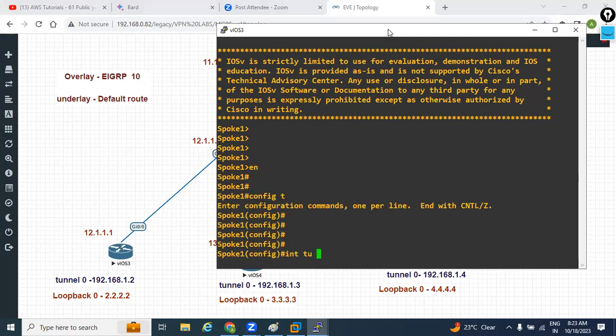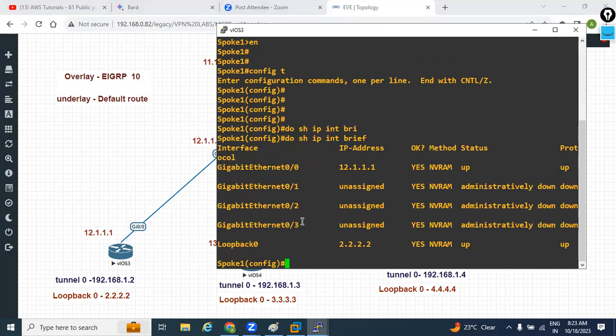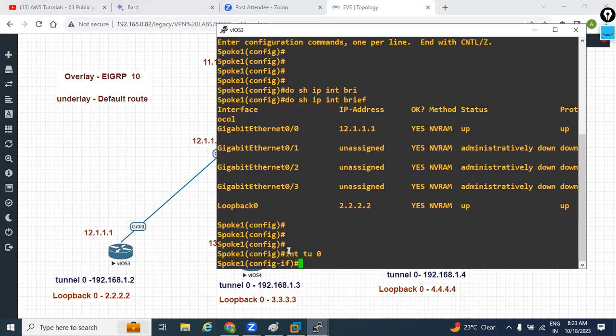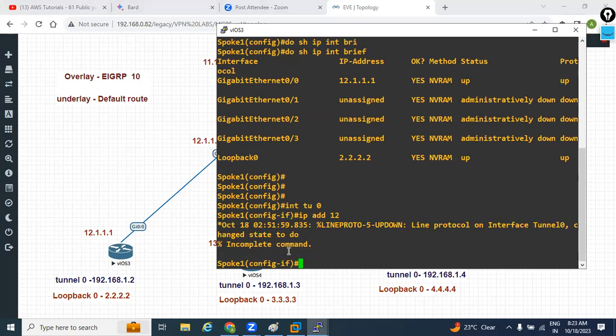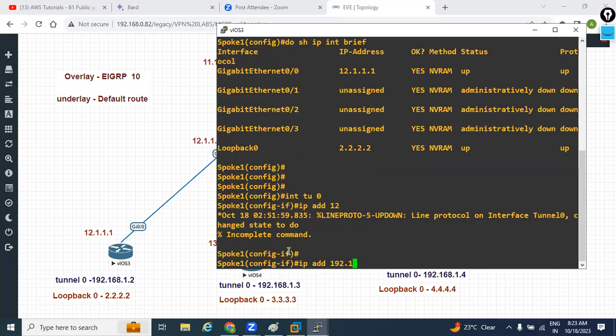Let me check all the interfaces before that. Show IP interface brief. Loopback only. Interface tunnel 0. IP address 192.168.1.2.